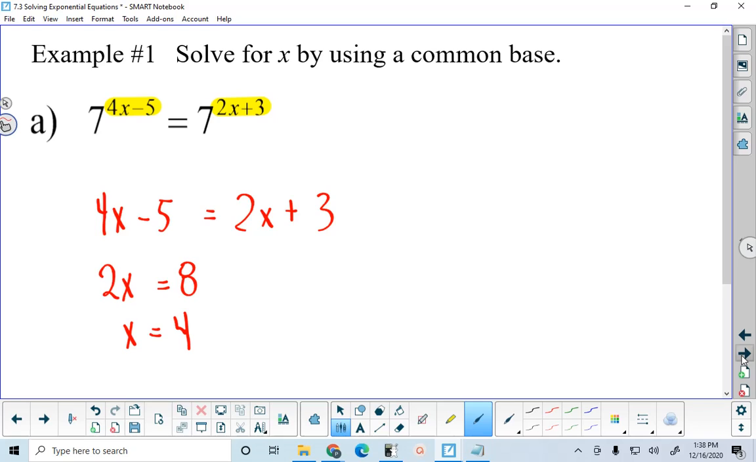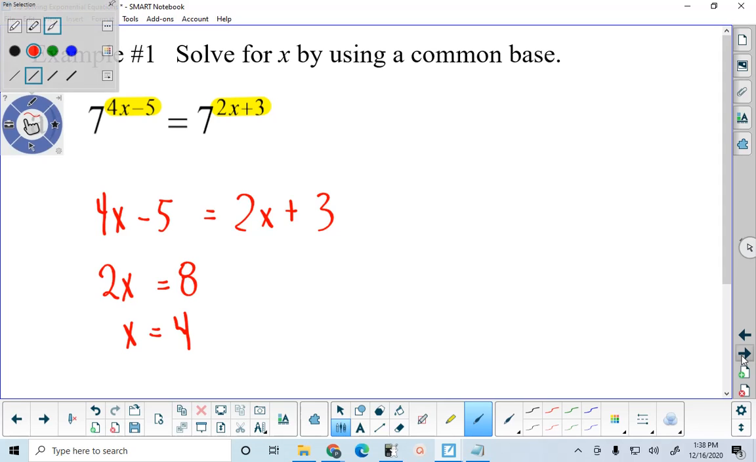So as I said, this example is just there to illustrate to you that if the bases are the same, then the exponents must be the same. So what we had in this question, A, is a common base of 7. It was common. Both sides had it. Any questions or comments on 1A?